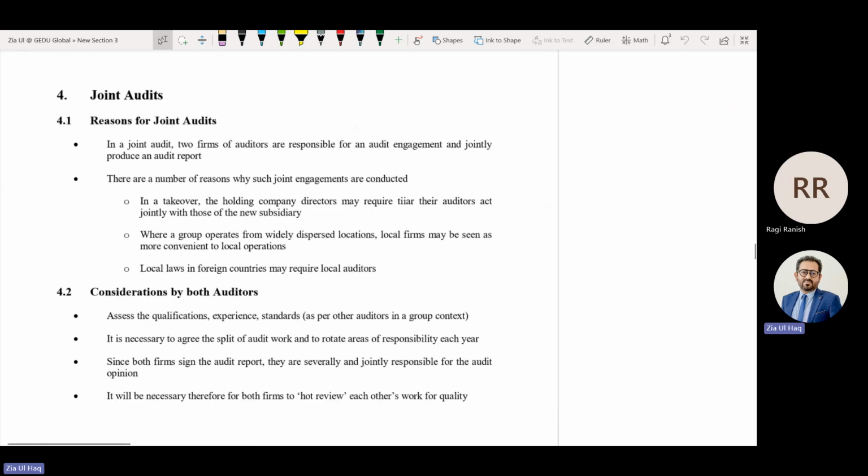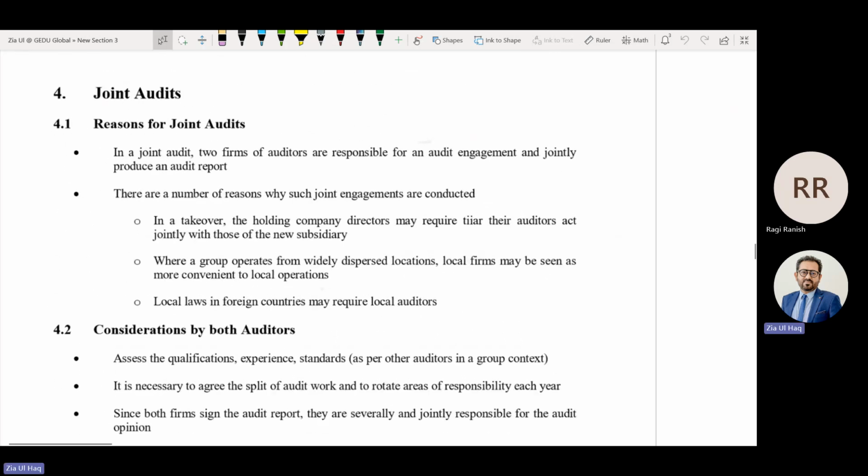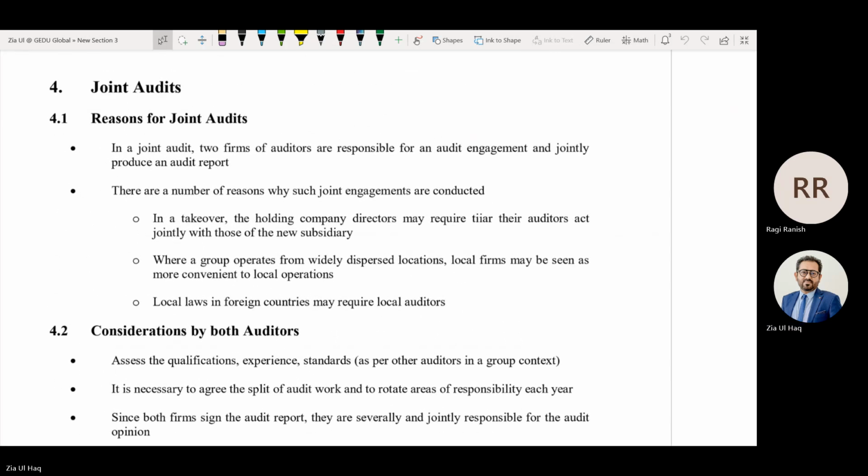Joint audit. What is joint audit? When two firms jointly conduct the audit of any company's financial statements, that is called a joint audit.